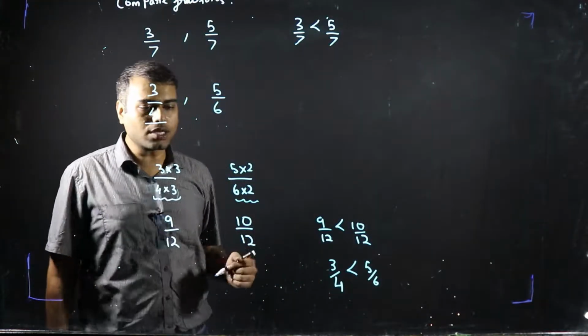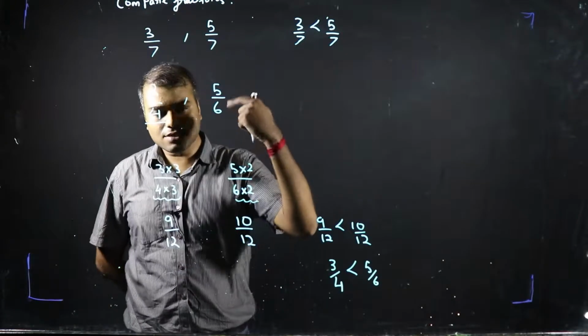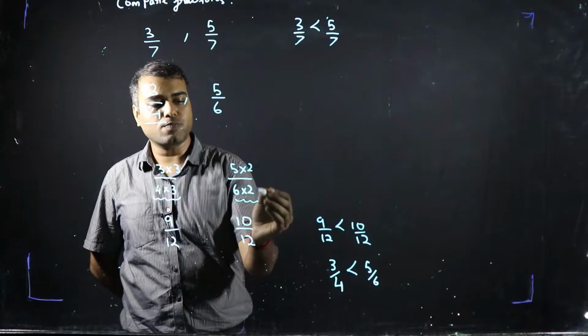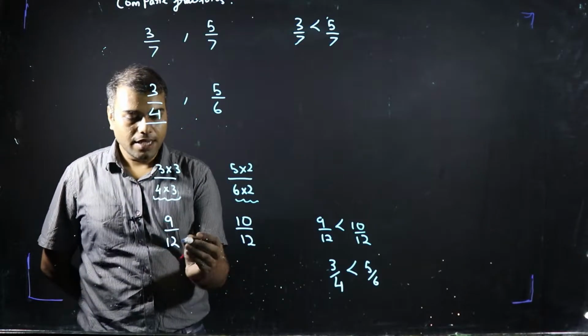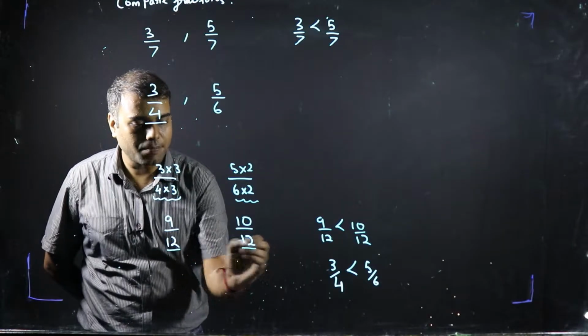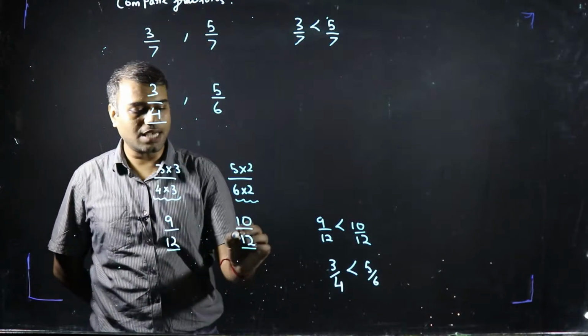But now the next question comes. How does it come to my mind that I have to multiply this by 3 and this by 2? See, our aim is to make the denominators of both these fractions the same, right?